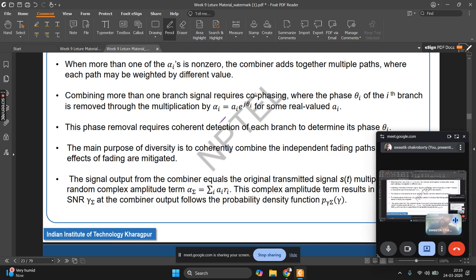When you are combining multiple signals, you have to ensure that they are in the same phase so that 100% of the energy is combined coherently. There is no wastage of energy. If they have the same phase, they will simply be added. It will be arithmetic addition. Whereas if they have different phases, the effective signal power received will be less.